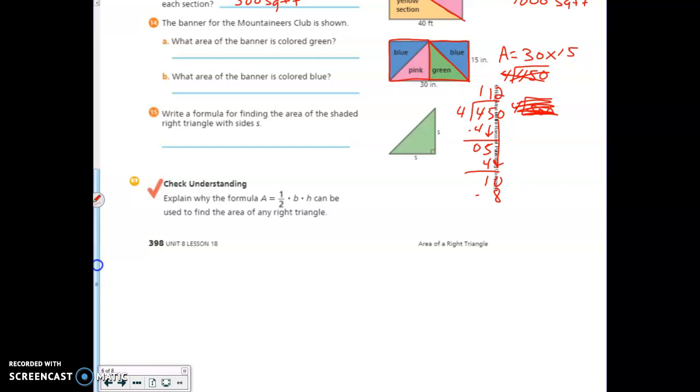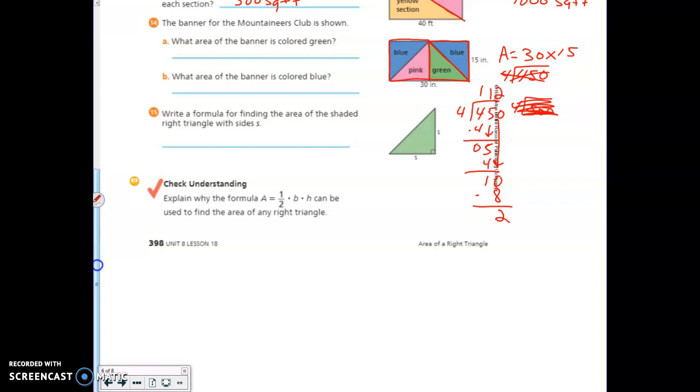Now, there are multiple ways to think about this. It's been a while since we've talked about how do we handle a remainder. But we are looking for an exact answer here. We don't want to leave it as 112 remainder 2. That does not get us to our correct answer for the green area.